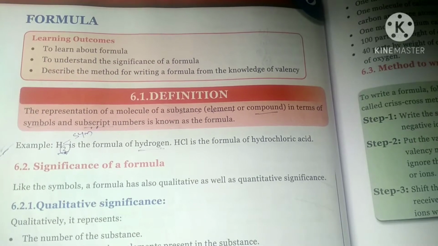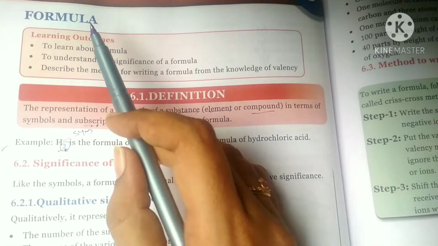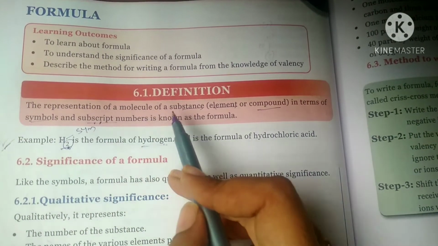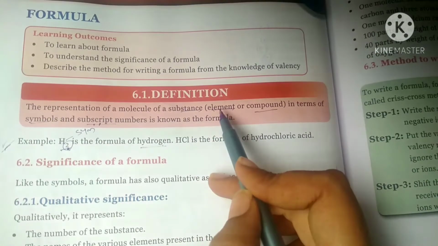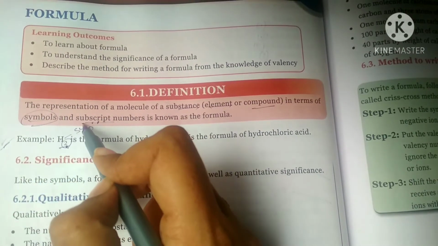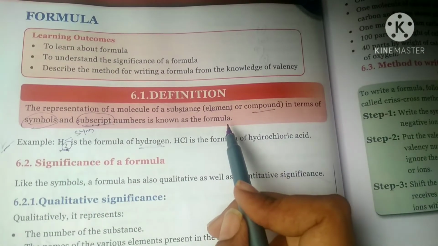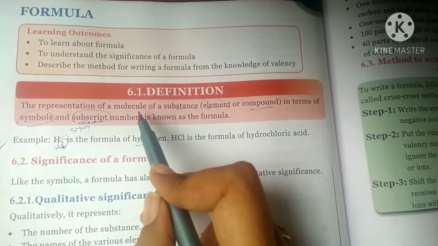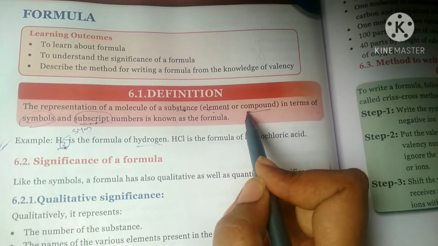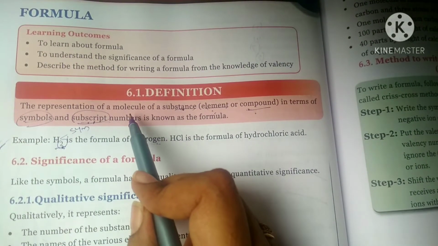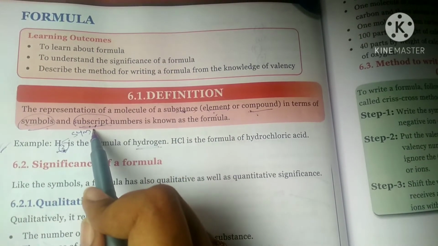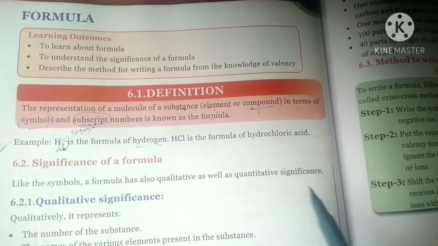Students, today we will see one of the important topics, that is formula. First, coming to its definition: the representation of a molecule of a substance, the substance being an element or a compound, in terms of symbols and subscripts is known as formula. That means for writing the molecule of any substance, the substance may be an element or a compound. These elements and compounds have molecules, and we write the molecules by using symbols and subscripts. This is known as formula.